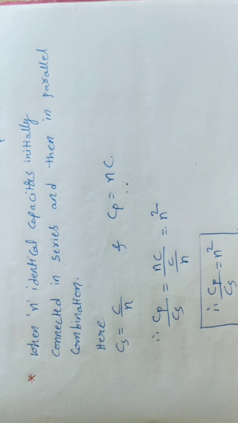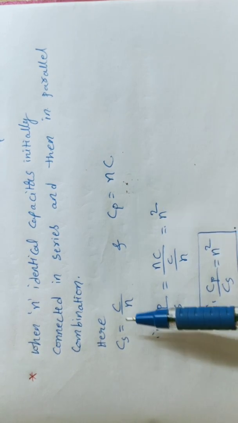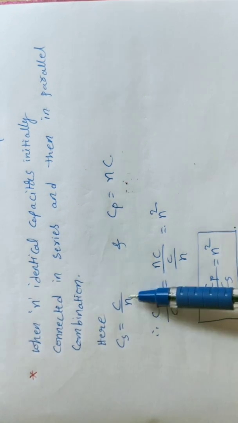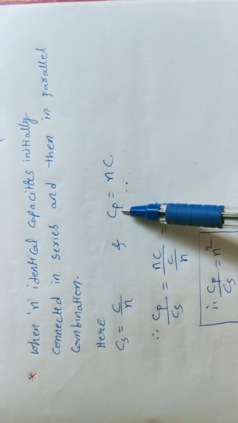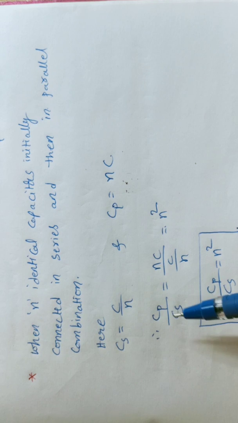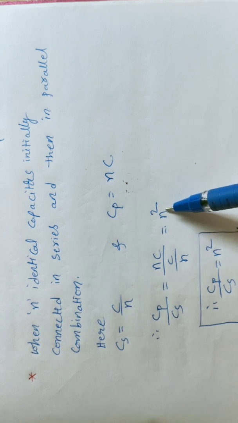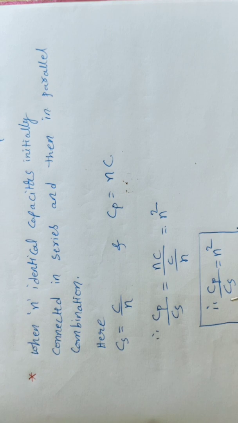Okay friends, one more case we will discuss here. When identical capacitors are present, suppose they are first connected in series combination and then in parallel combination. In series combination we get C by N, and in parallel combination CP is equal to N into C. By taking the ratio CP by CS, we get N square. So the ratio of the parallel to series combination for N identical capacitors is CP by CS equal to N square.